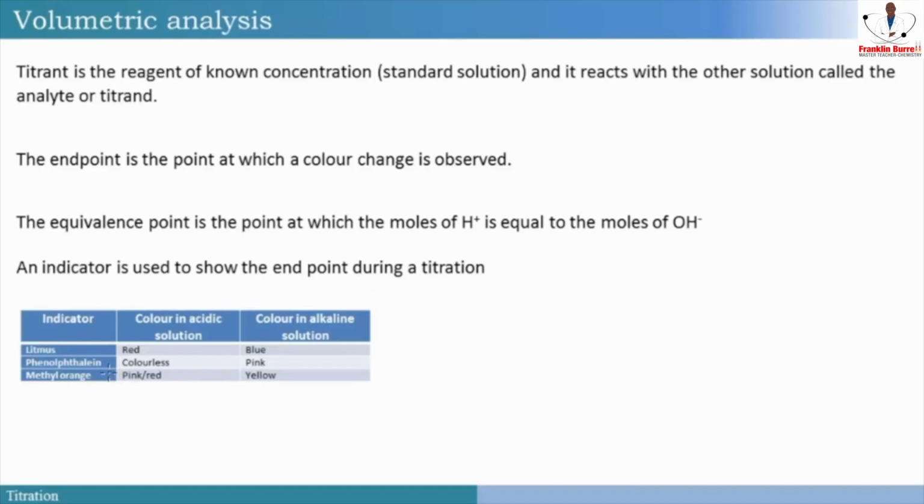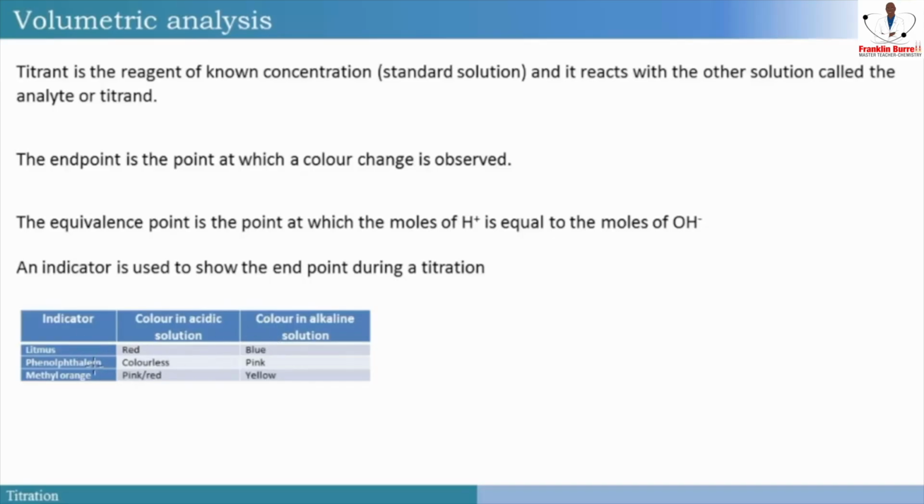Let's look at a few. We use litmus paper. Now litmus, its color in acid is red. So if you have blue litmus in acid solution, blue litmus should turn to red. If you have red litmus and it is placed in alkaline solution, then the red litmus should turn blue. So here we have our color change.